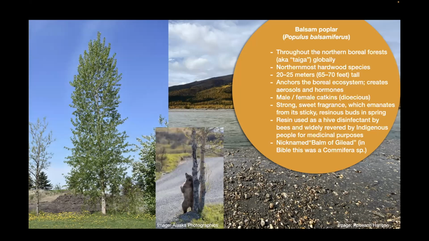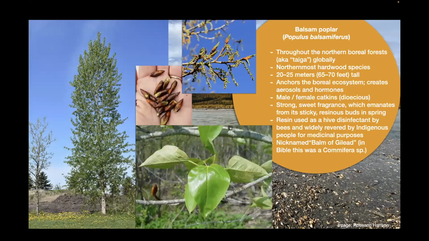Can't go into them all, but one of them is made from the buds, which are shown there, and they are made into a medicinal balm, and it's nicknamed the balm of Gilead from the Bible, but of course it wasn't a poplar in the Bible, it was a Commiphora species, which is a desert species, of course, since it was from the Levant. So balsam poplar, really, really amazing plant.